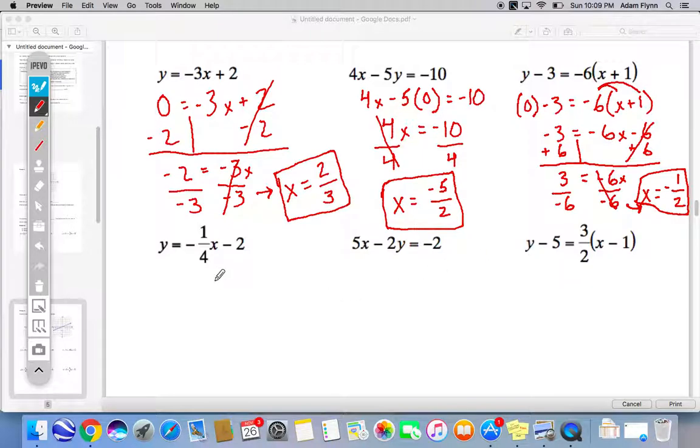Okay, back down here we've got another slope-intercept form equation, y equals mx plus b. So I'll set y equal to 0. Okay, now I can just solve for x. So I'll add 2 on both sides. So these 2's will cancel. I'm left with negative 1 over 4x equals 2.